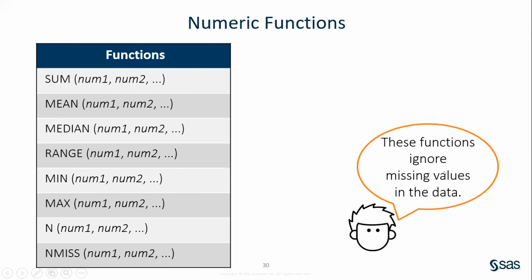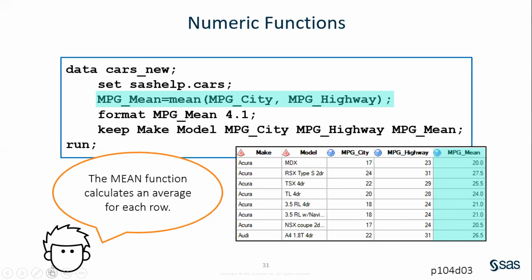So this function ignores missing values in your data. All these functions will perform their activity on your arguments and ignore missing values. This is how it's spelled. If you want to know the average mileage of your cars, you write mean_mpg equal to the mean function on the mileage of cars in city and the mileage on highway. You get this? The mean function calculates an average for each row. So for every row, it will calculate the average and give you the value.